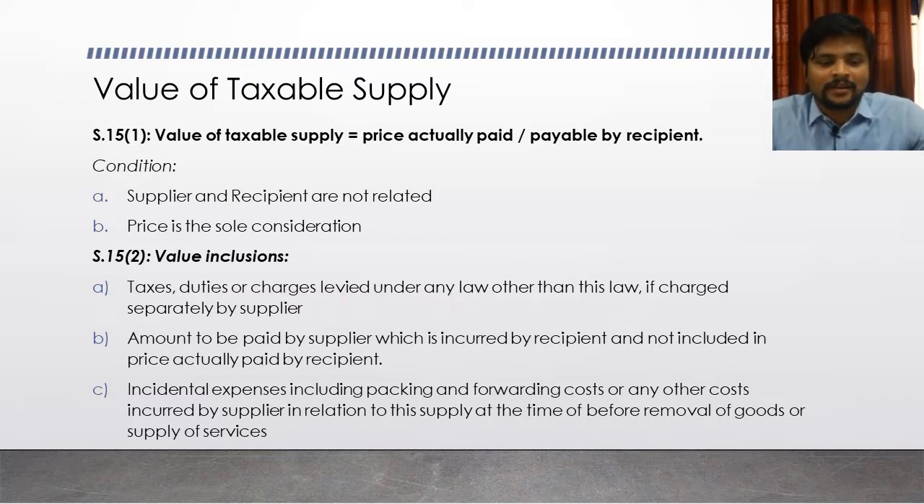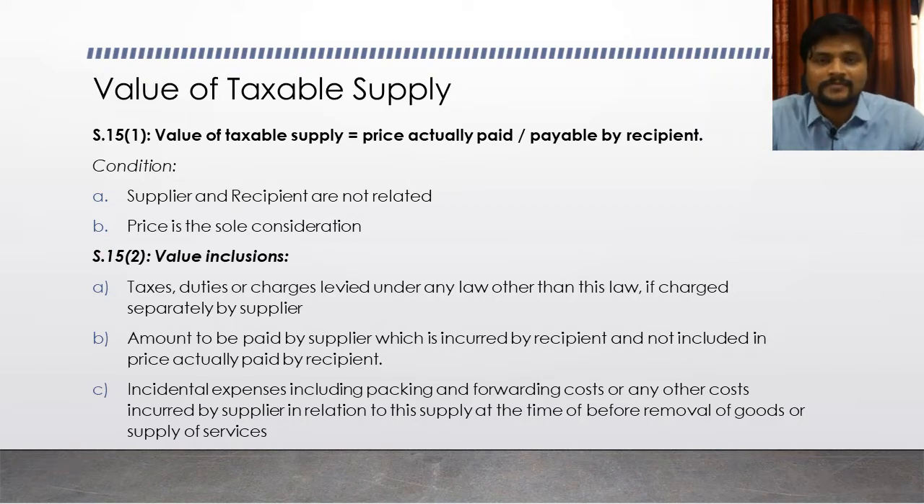Subsection 2 says the following items, even if not charged or not included in the price charged by the supplier, have to be included mandatorily by virtue of subsection 2. What are those items? Item number 1, any taxes, duties or other charges and levies, whatever the case may be, levied under any other law apart from this GST law. We leave out this GST law. So if there are any charges, duties, etc. levied under any other law, that has to be added to the value of the taxable supply. It has to be separately added if it is not already included in the price. That is the first item.